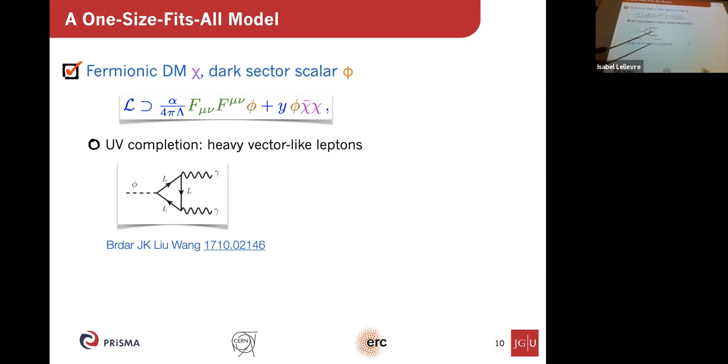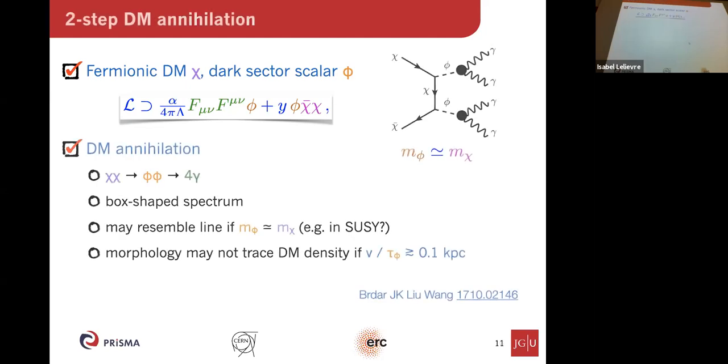What this does is it allows the scalar to annihilate into 2 photons. And it also allows the dark matter particle to annihilate into 4 photons. But if the relative masses of these particles are chosen in the right way, then to the detectors, this can still look almost like an X-ray line.